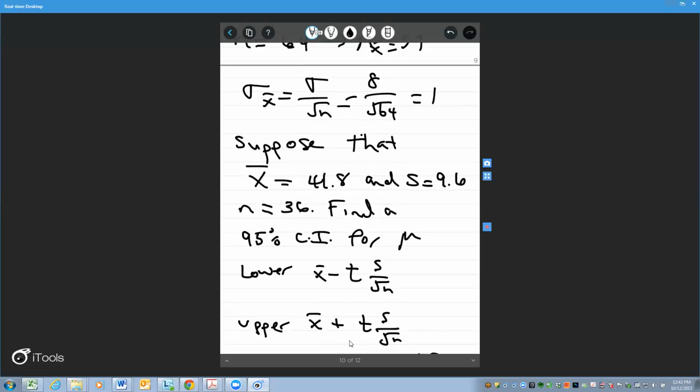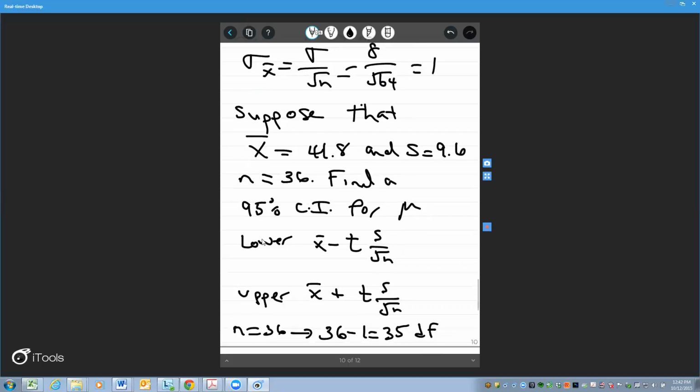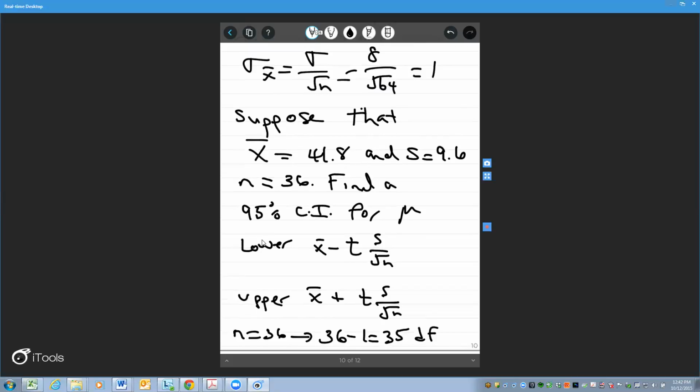And the t value comes from looking at the sample size as well as our level of confidence. How does the sample size relate to the t value? Well, the t distribution has a number of degrees of freedom. The degrees of freedom is always equal to the sample size minus 1. So in this case, we have 35 degrees of freedom, 36 minus 1.